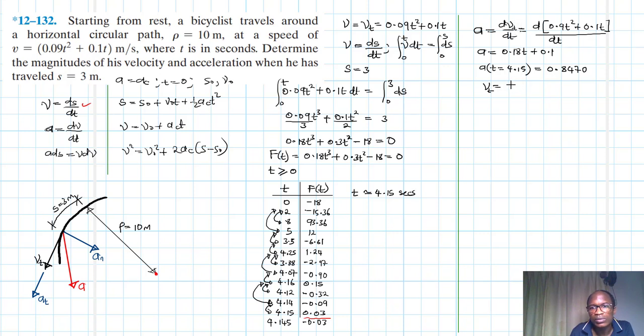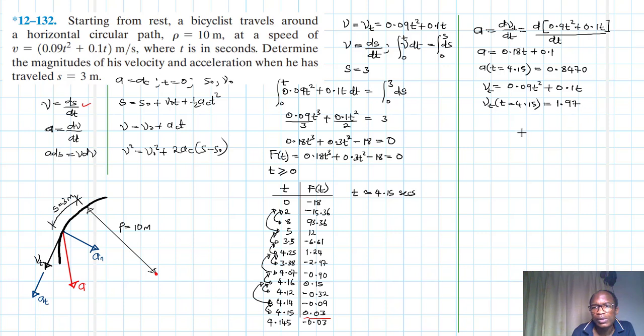Which is equal to 0.09 t squared plus 0.1 t, and our v_t itself at t equal to 4.15 is just going to be equal to 0.09 times 4.15 squared plus 0.1 by 4.15. So this we get 1.97.